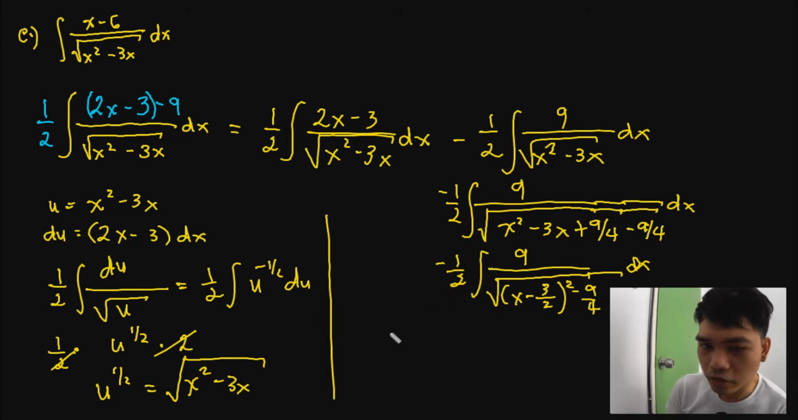So with this, let's just copy yung ating mga constants. So we have negative 1 half times 9. And then the derivative of the antiderivative would be the inverse hyperbolic cosine of course, x over a.